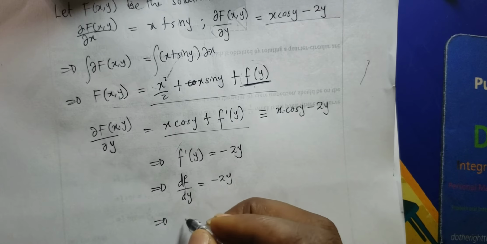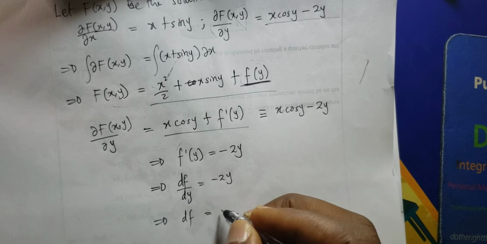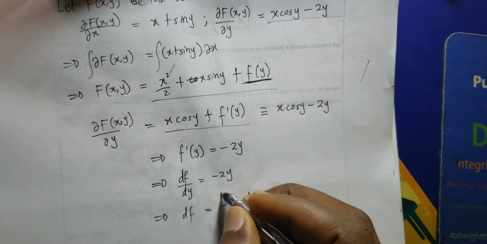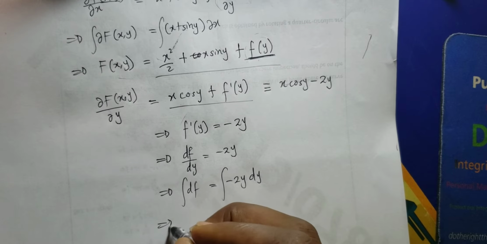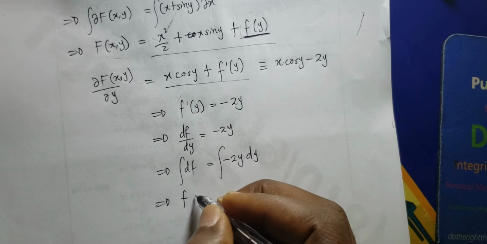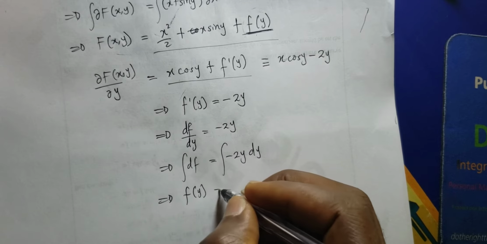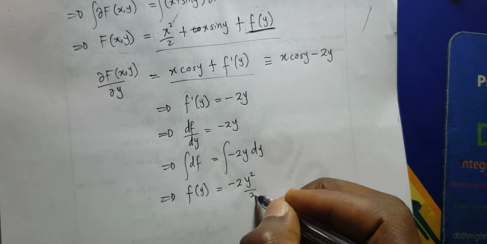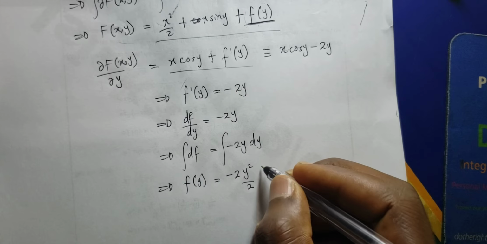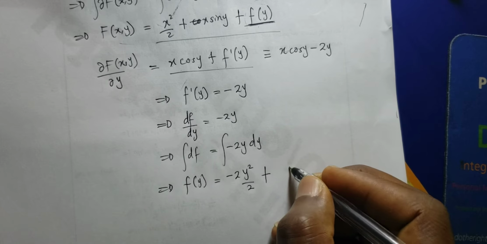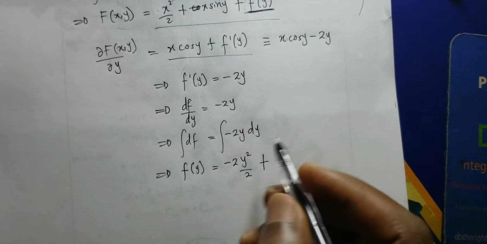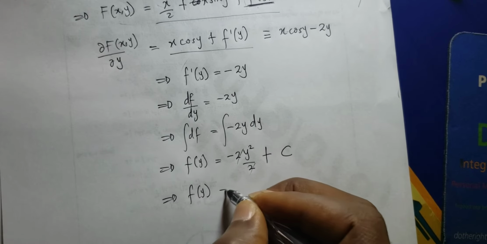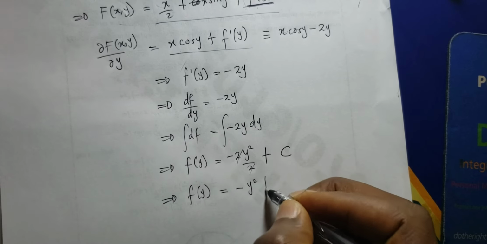And from here we conclude that f is equal to the integral of minus 2y dy. Then I can integrate this, so f of y in this case is equal to minus 2y squared over 2. I believe everybody understands how to integrate that. Then plus some constant of integration c. Of course, the 2 will cancel, so at the end of the day we're going to have f of y equal to minus y squared plus c.